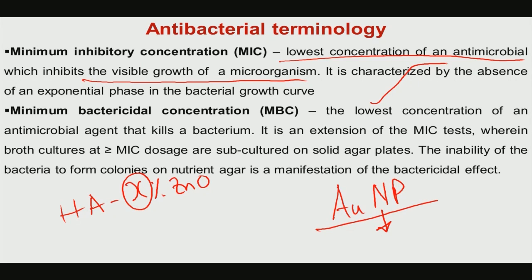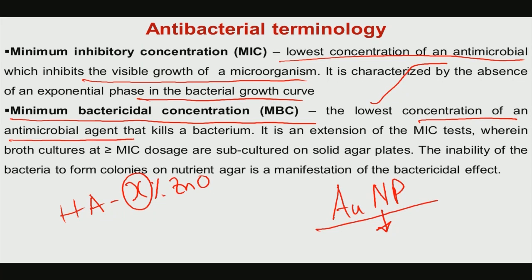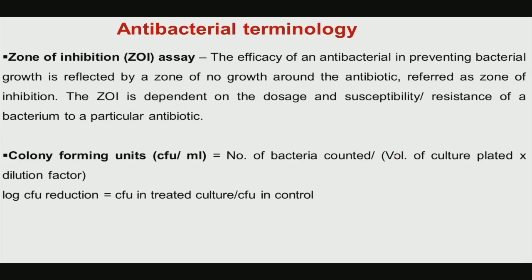If you remember, the bacterial growth curve goes like this, it goes to stationary phase, so essentially MIC is characterized by the absence of the exponential phase. The second one is the minimum bactericidal concentration, MBC, that is the lowest concentration of an antimicrobial agent that kills a bacterium. So, it is an extension of the MIC test, wherein the cultures containing greater than MIC doses are subcultured on solid agar plates. So, what it means is that you do the MIC test, and you extend this test further with these doses greater than MIC to see what is the minimum bactericidal concentration.